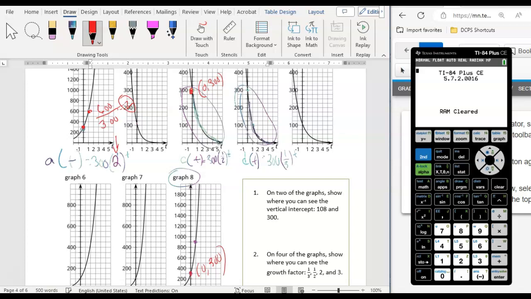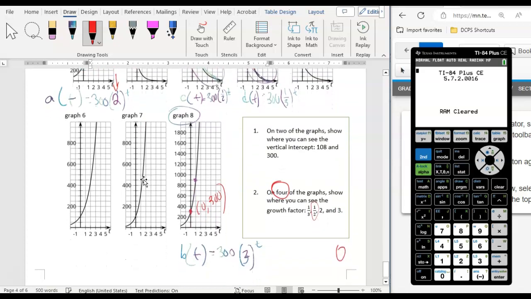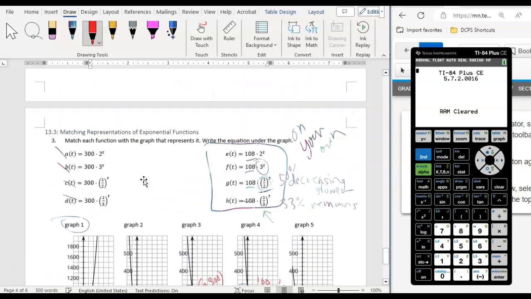Another one that you might show might be here, 300 and 100. So we do 100, later value over early value, equals 1/3. Okay, so you're showing on that graph, it says on 4 of the graphs. So I showed you 2, do 2 more. We did 2 and 1/3, so do 1/2 and 3. You can find that and just show us how we would get that factor from looking at the graph.